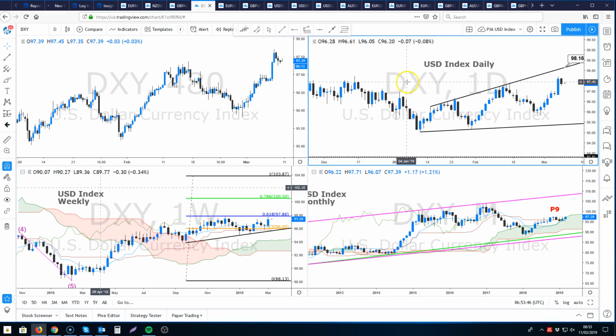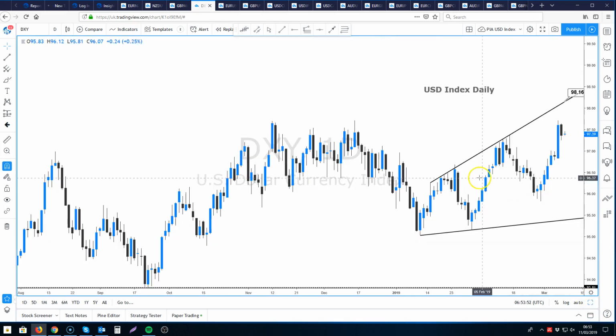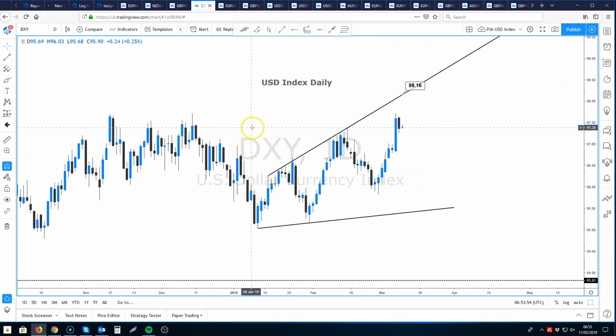So let's break down the time frames. First time frame we're going to look at is the daily chart. And this is basically why we think we're going to get a turnaround in the dollar. So we've got this expanding wedge formation, this trend of higher highs. It's currently located around about 98.16.